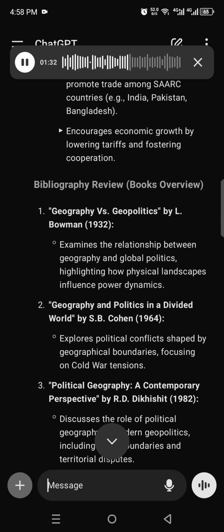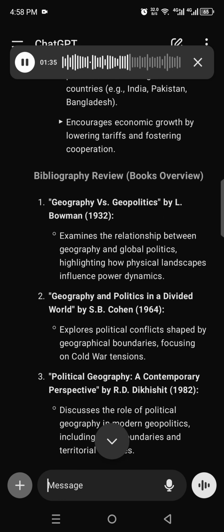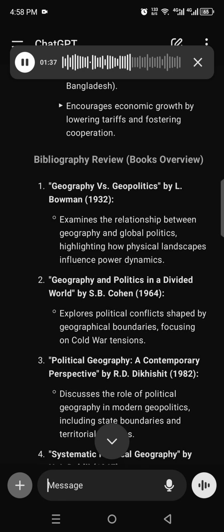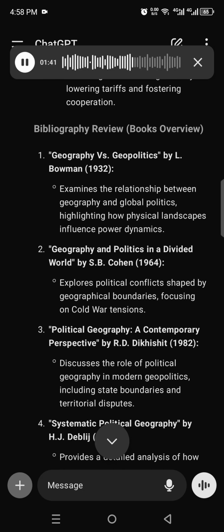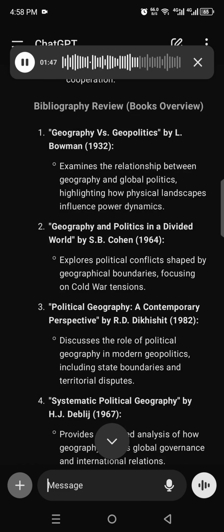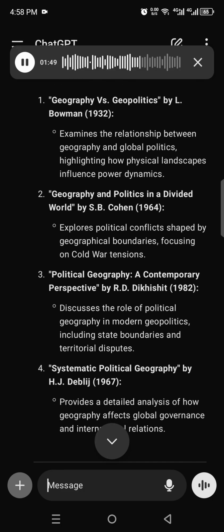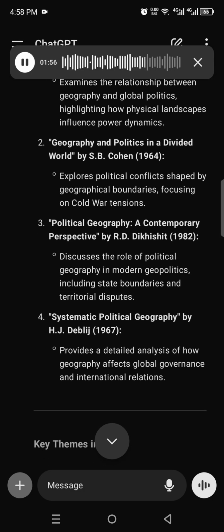Bibliography review, books overview. 1. Geography versus Geopolitics by L. Bowman, 1932. Examines the relationship between geography and global politics, highlighting how physical landscapes influence power dynamics. 2. Geography and Politics in a Divided World by S. B. Cohen, 1964, explores political conflicts shaped by geographical boundaries, focusing on Cold War tensions.